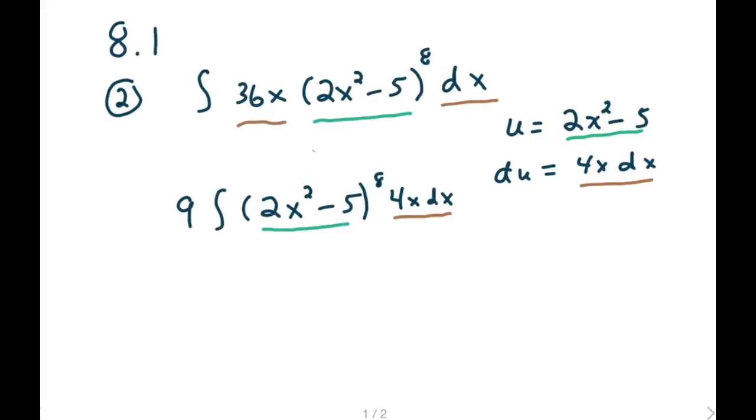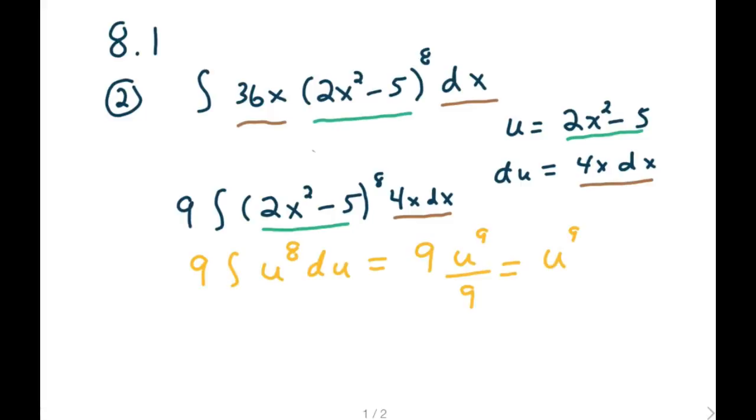Now, we know that 9 times 4 is 36. So let's break that 36 apart. We'll put the 9 out front of the integral. We have an integral then of 2x squared minus 5 to the 8th power, and put that 4x dx at the back. And now we're perfectly set up for a u substitution.